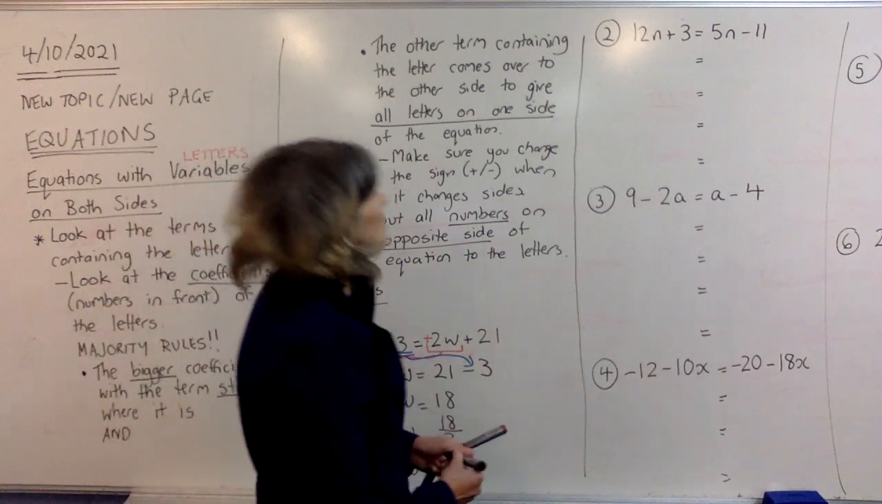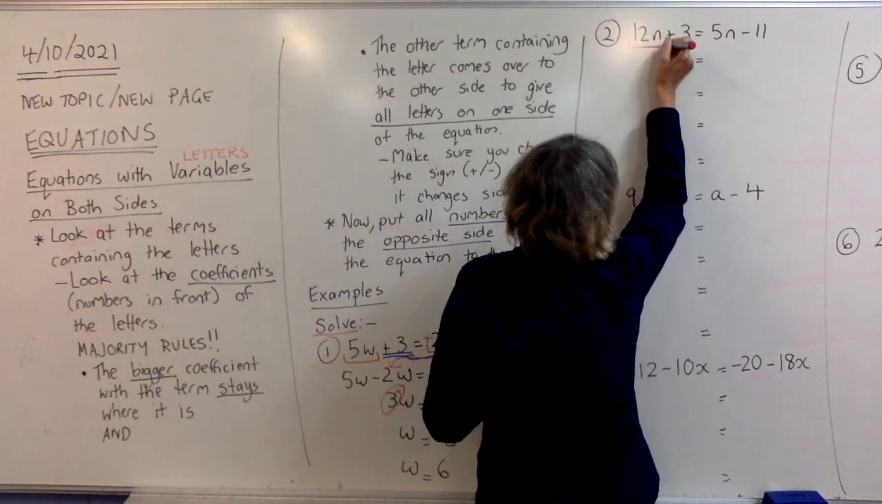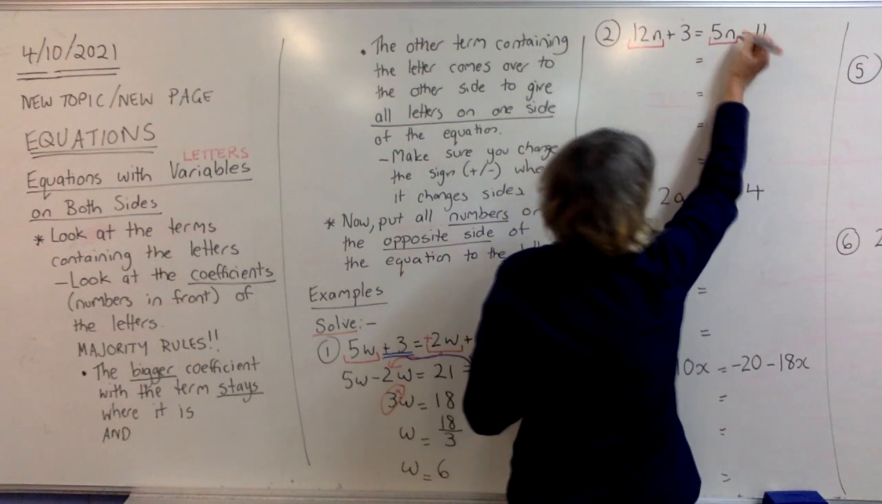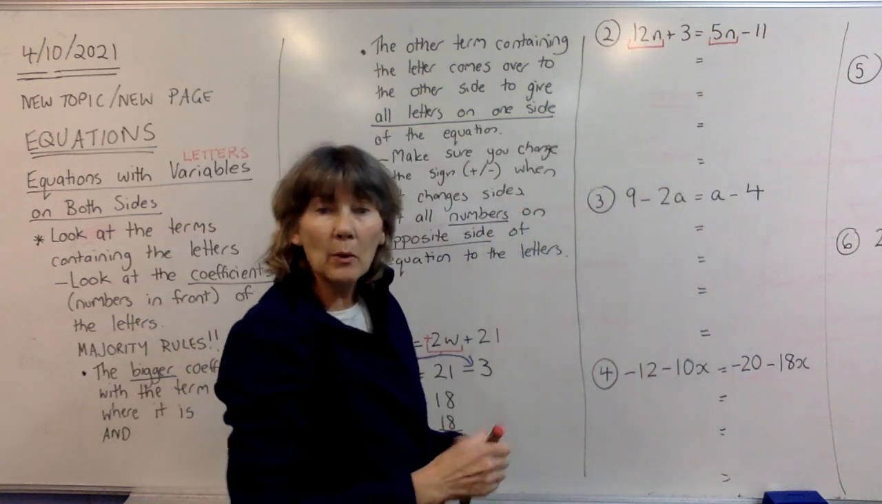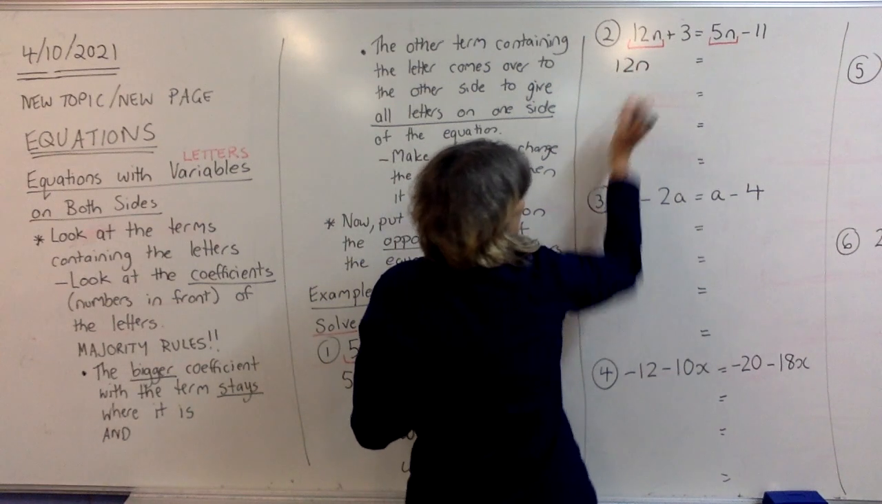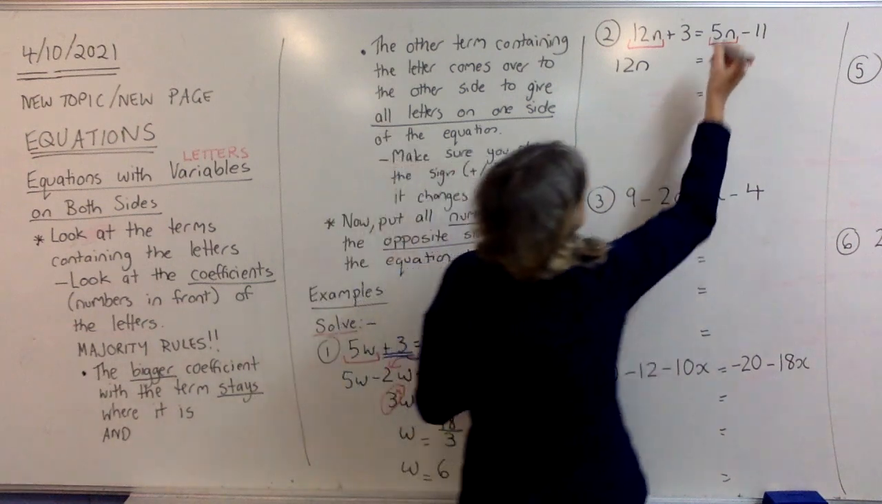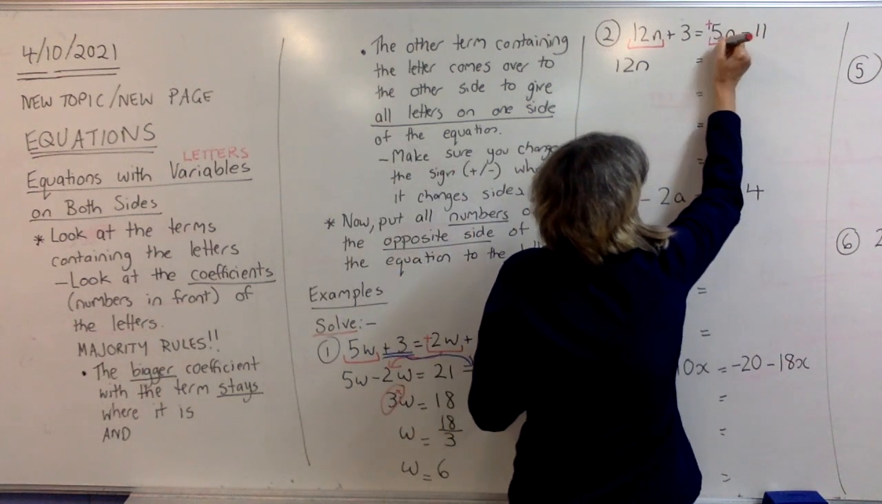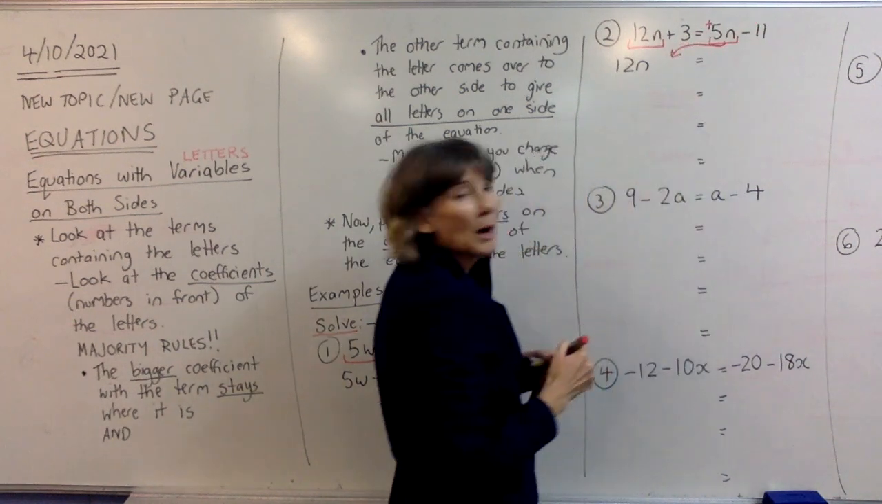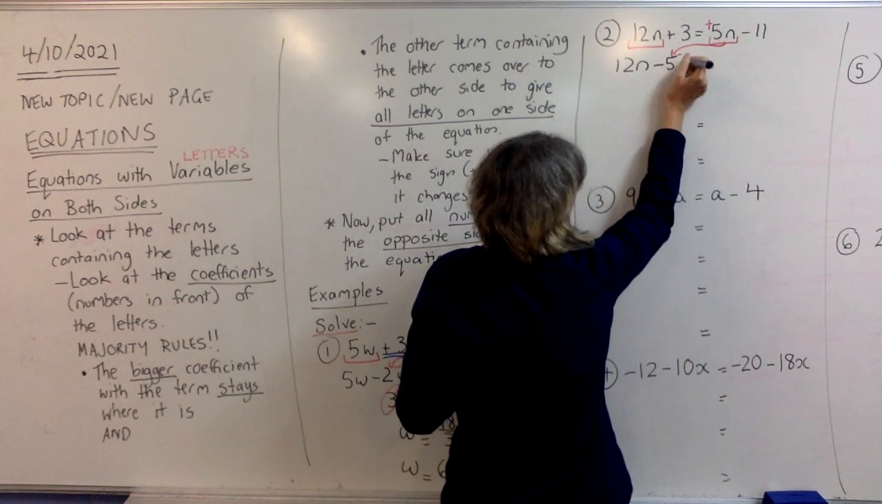All right, looking at the next one. So we have for our terms with the letter 12N and 5N. So the bigger one is 12, so 12 stays where it is. 5N is going to move over with the other N's. And now there is a plus in front of that, so when it moves over, it will become a minus because we're doing the opposite when we come to the other side.